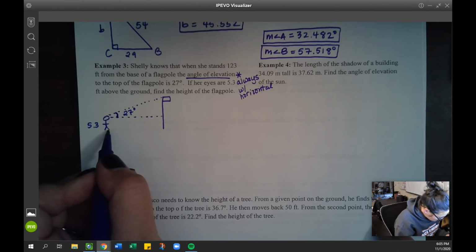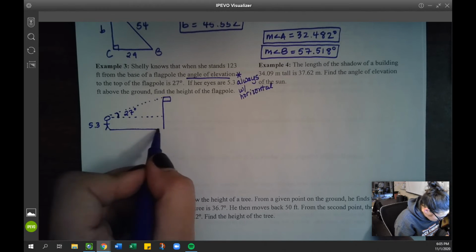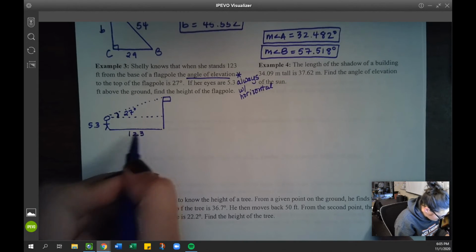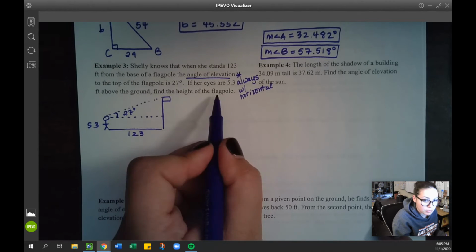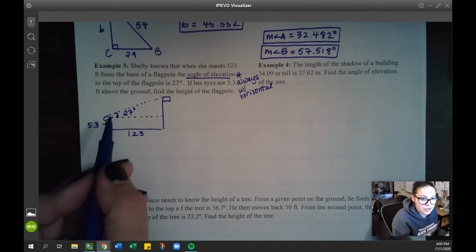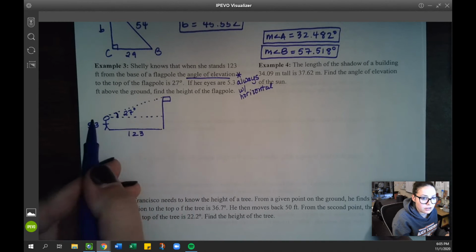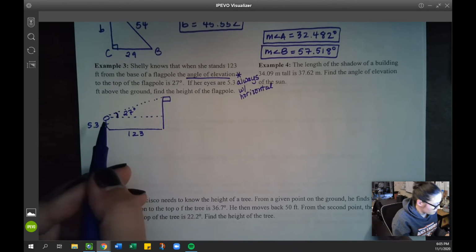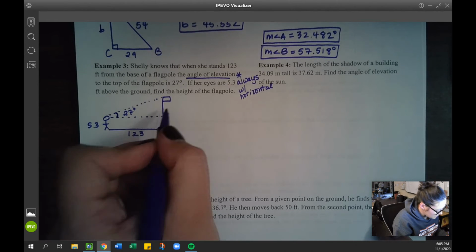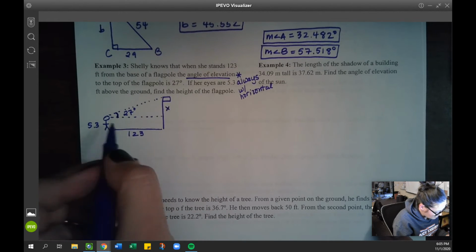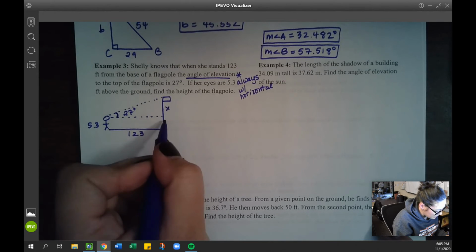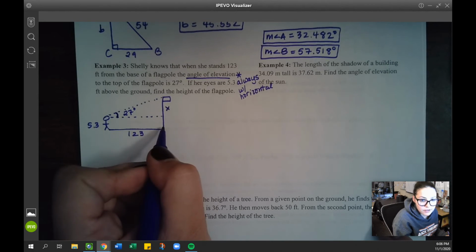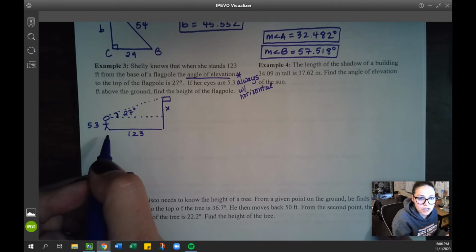And we also know that she is 123 feet from the flagpole. And we want to find the height of the flagpole. Okay, so here's the thing. I have this triangle, and I know this distance here. I'm going to use what I know about SOHCAHTOA to find this length, and then I'm going to have to add 5.3 to account for the height of Shelley.